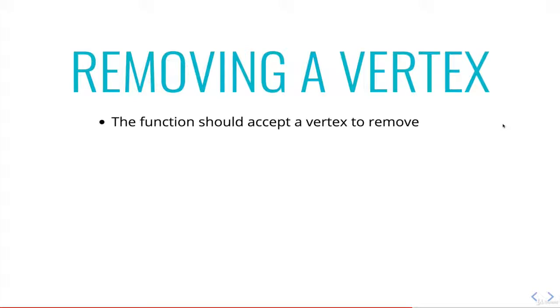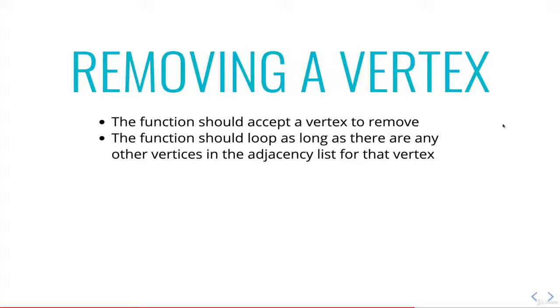So we'll write a function called remove vertex, and it accepts a single argument, just the name of the vertex we're trying to remove. It should loop as long as there are any other vertices in the adjacency list for that vertex. So meaning if we have Hong Kong in our adjacency list and there are 10 edges in its list, 10 other cities, we need to loop through that and remove each connection. It's not enough just to delete Hong Kong from the list. We also need to remove all of the edges. Otherwise, we're left with these broken edges.